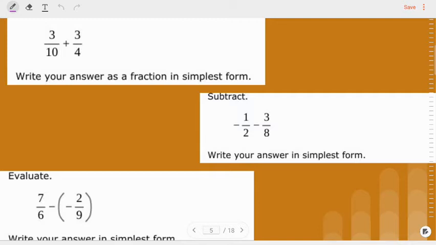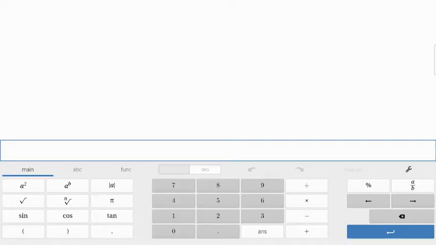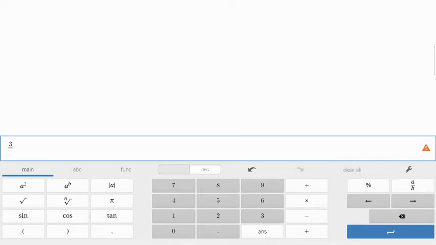We want to add together 3/10 plus 3/4, and we're going to write our answer as a fraction in simplest form. When we use a calculator, it eliminates the need to actually simplify by hand. We're going to go to our calculator and type that in. On your calculator, we're going to click the fraction button first, 3/10. Make sure you arrow over so you're no longer in your fraction, plus 3/4. Click the fraction button again, 3/4.